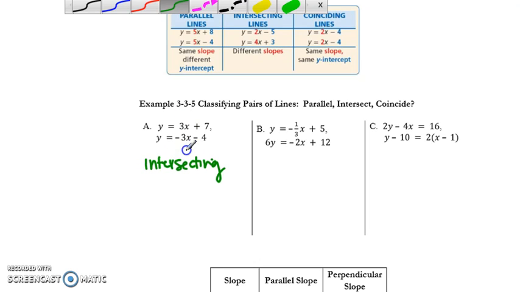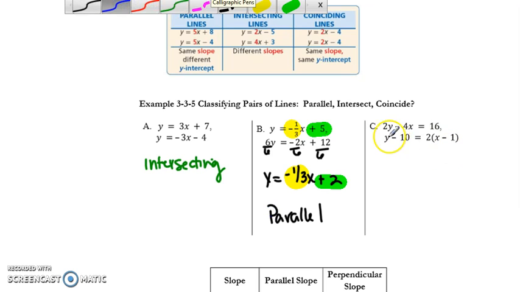Those are definitely not opposite reciprocals, and they're not the same. So next one, we got to change this. It looks like we need to finish getting y alone, divide by 6. So y equals, let's reduce this to -1/3 x plus 2. And now let's go ahead and look. Well, this is -1/3, this is -1/3, but these are different. So that means that these are two different lines, but they have the same slope. So that would be parallel.